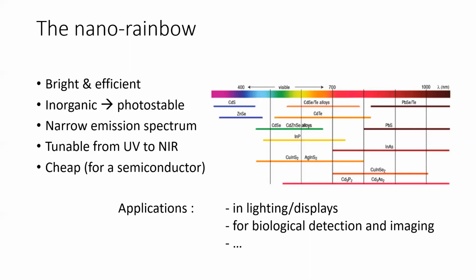Then, because we are able to fabricate nanocrystals that all have the same size, they will all emit with the same color. So they will have, in other words, a narrow emission spectrum. We are able to tune this emission from the ultraviolet to the near infrared, and it's pretty cheap to fabricate in comparison to other semiconductor materials. And so I will show you that we can design some specific applications, for example, in displays or for biological imaging.